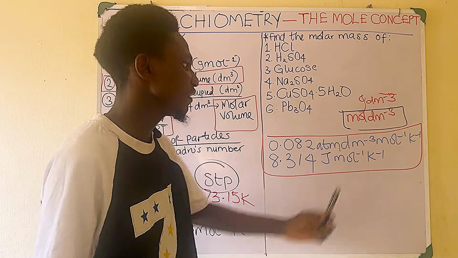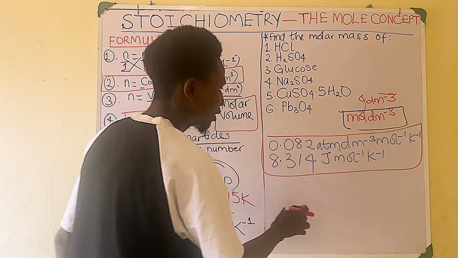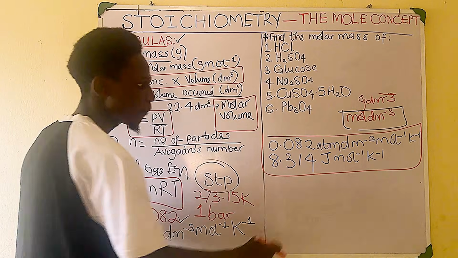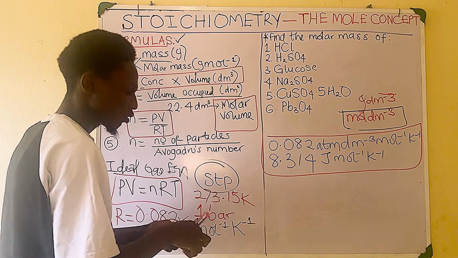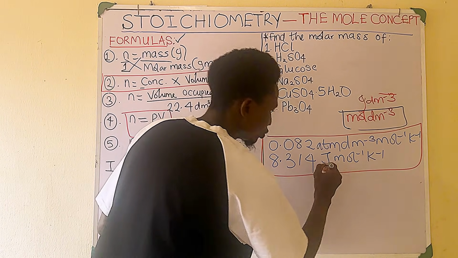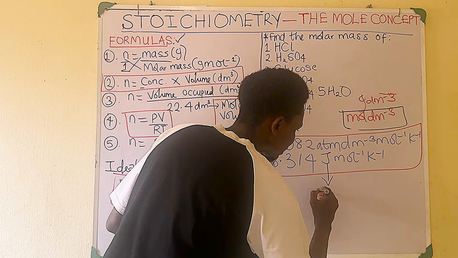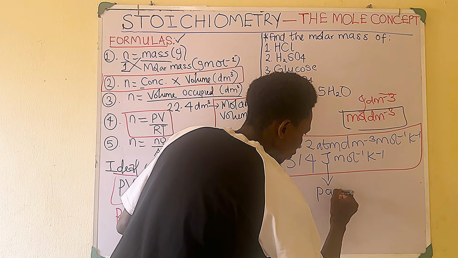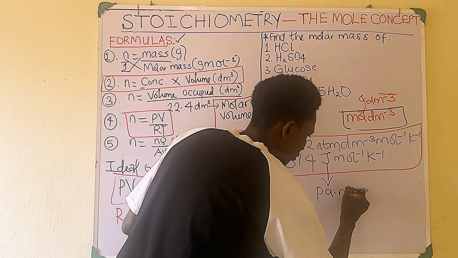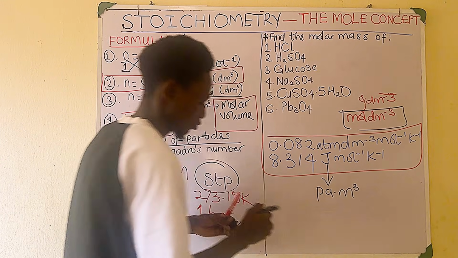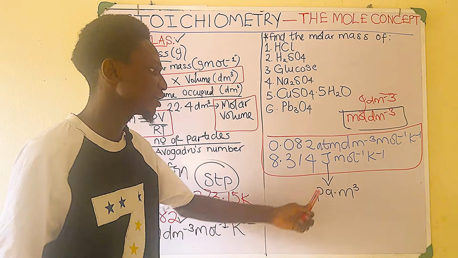If it's in atmosphere and dm cube, then we're having 0.082. But if it's in joules, or they may not represent it as joules, they may represent it as Pascal meter cube, which gives you joules. I'm going to tell you how it gives you joules.